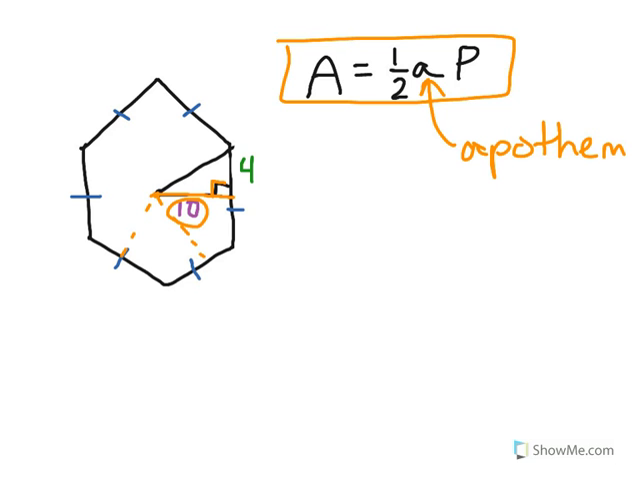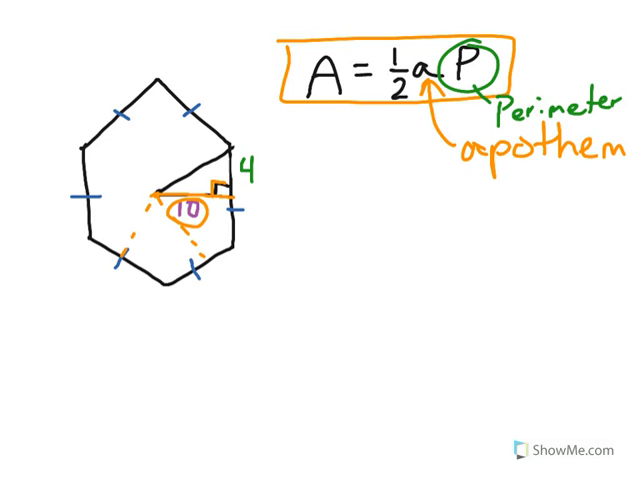Now the other thing here in this formula is P, and P means perimeter, which is pretty easy to calculate. You just have to add things up. Now sometimes you have to use your imagination. You have to be creative.